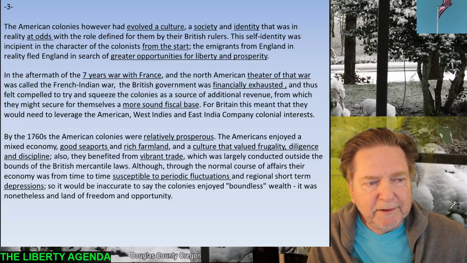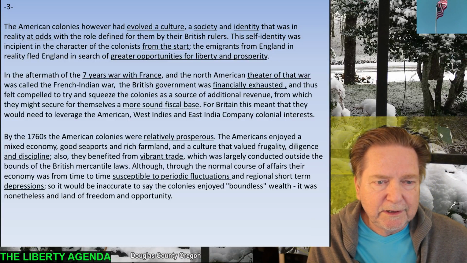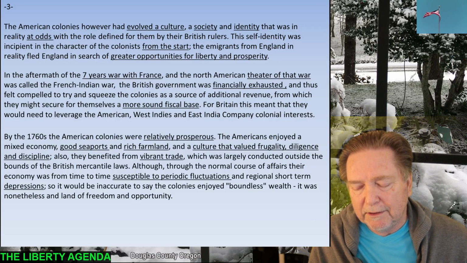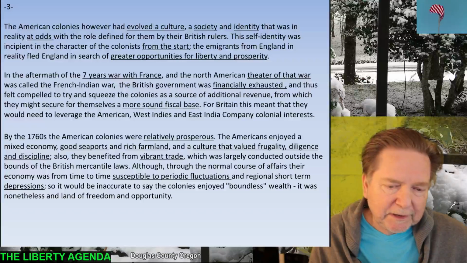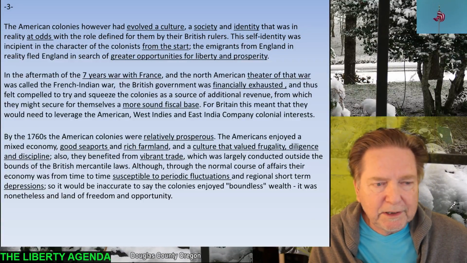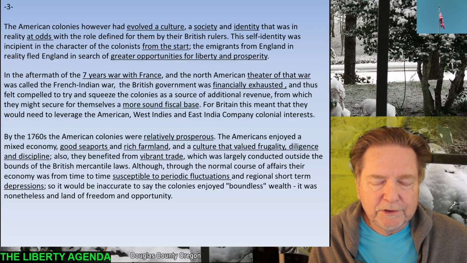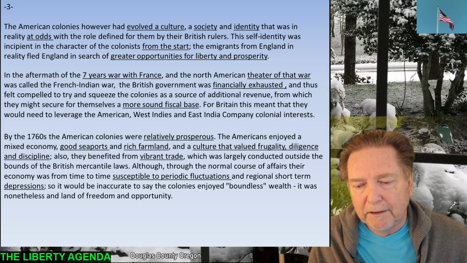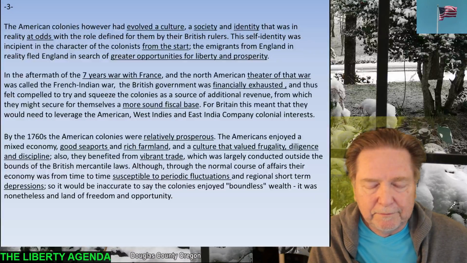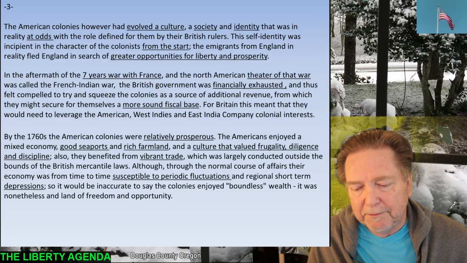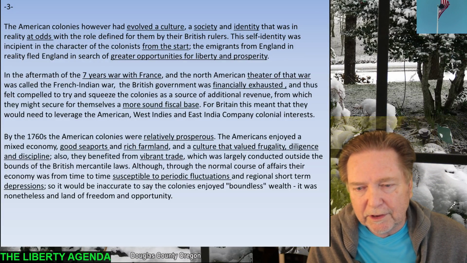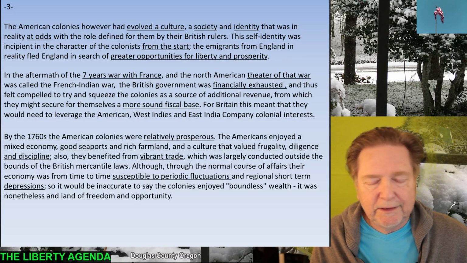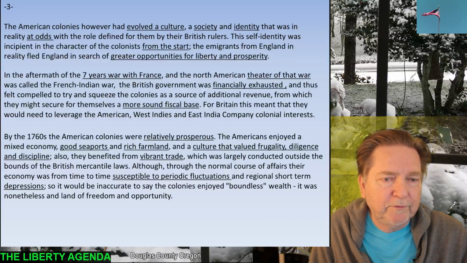By the 1760s, the American colonies were relatively prosperous. The Americans enjoyed a mixed economy. They had good seaports in Charleston, Philadelphia, New York, Boston, and basically a culture of hardworking, frugal, diligent, disciplined people. There were certainly illimitable prospects for the future, and so people basically had as much work as they wanted. They had as much opportunity as they were willing to work for, and so you had this sort of unlimited potential for the future and hope for the future.